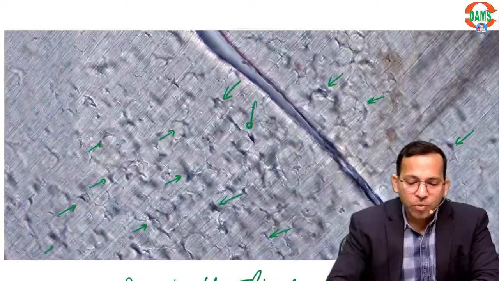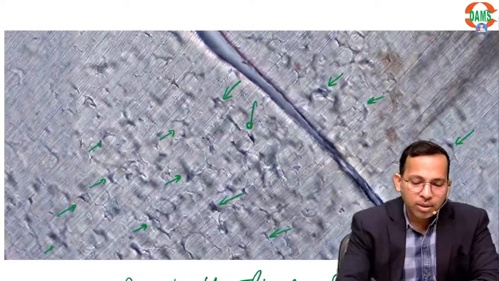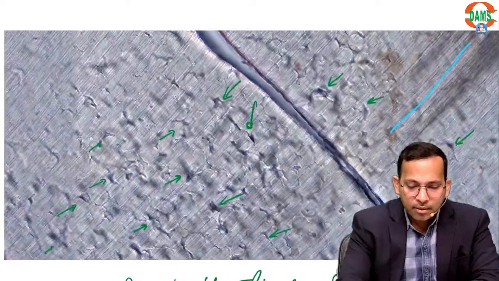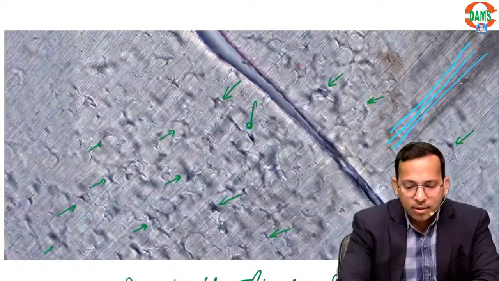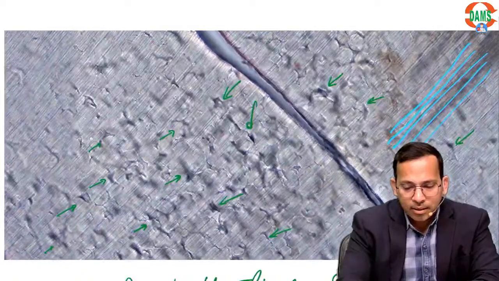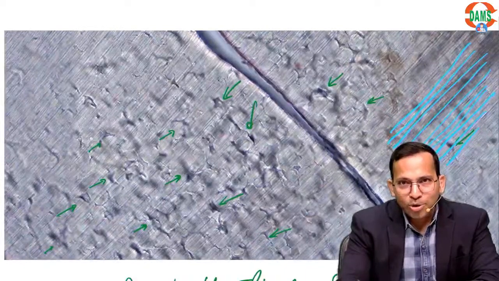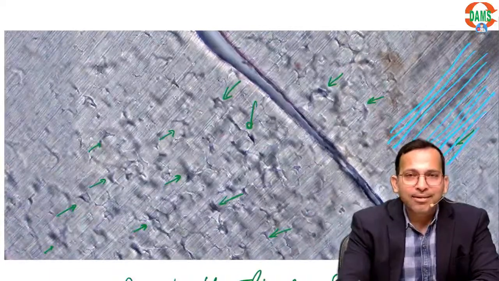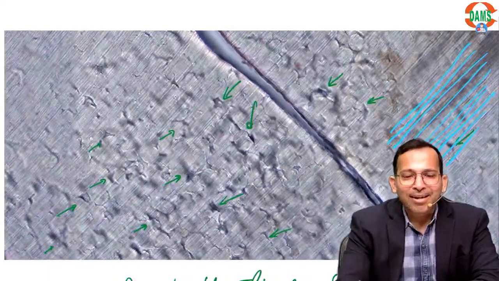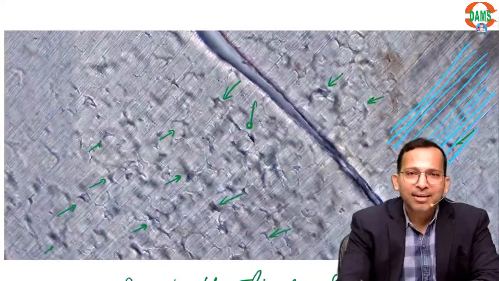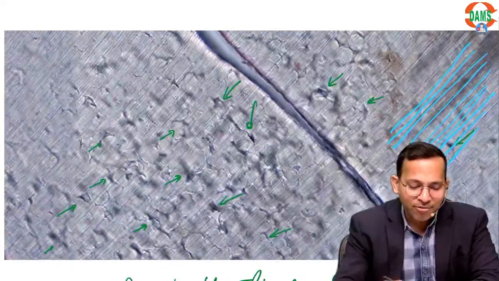So this tissue, as you can notice, it has these lines, isn't it? And what do these lines represent? They represent dentinal tubules, not cementum. These lines represent dentinal tubules, and the dentinal tubules are found in dentine, isn't it?